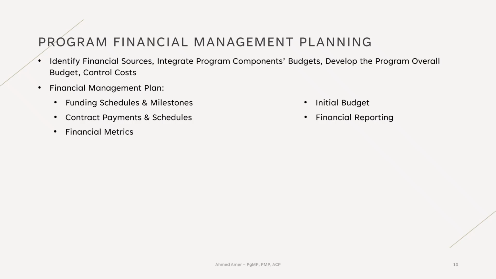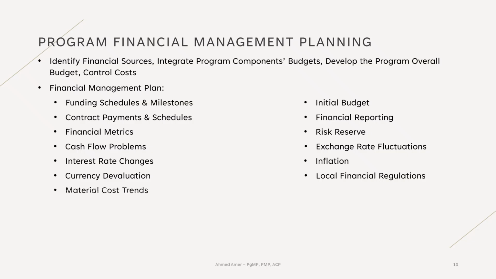The financial management plan builds on the program financial framework we just obtained. It explains how the program will manage things like risk reserves, cash flow challenges, exchange rate fluctuations, interest rate changes, inflation, currency devaluation, local financial regulations, material cost trends, and even contract incentive or penalty clauses. It should also outline the approval process for allocating funds to program components.